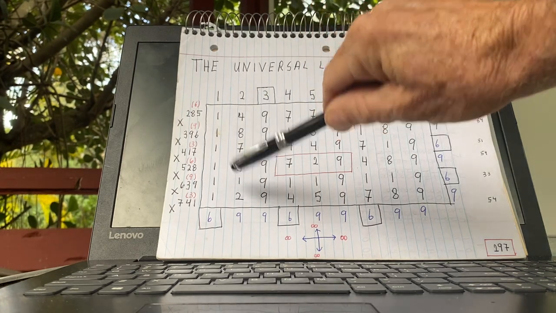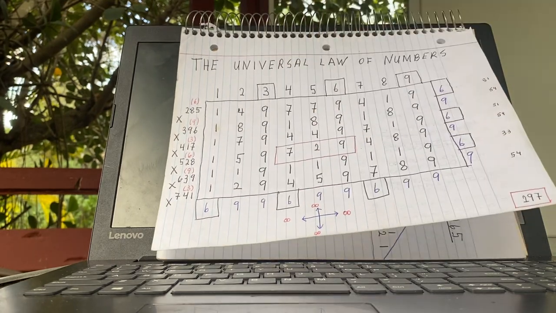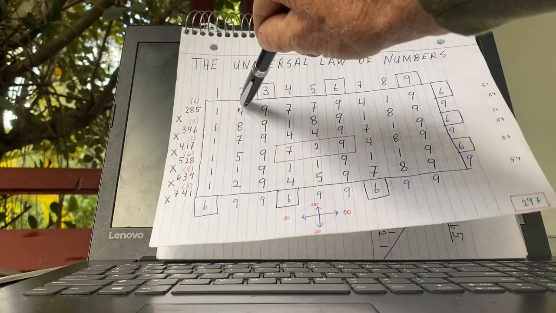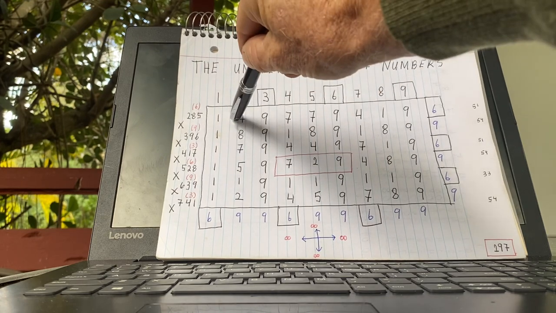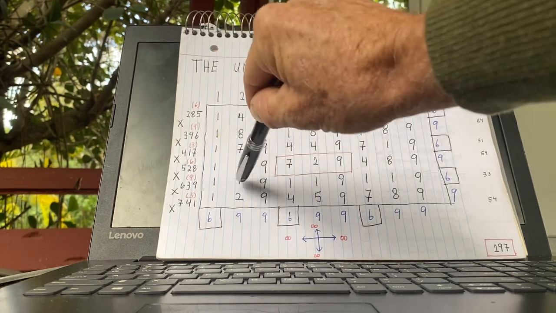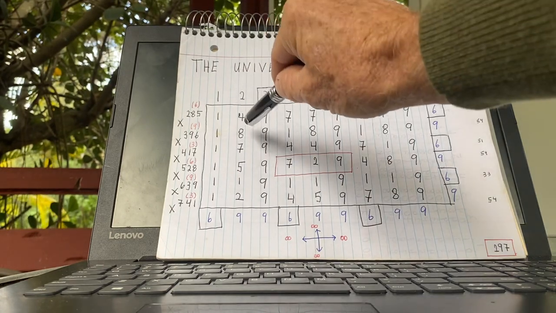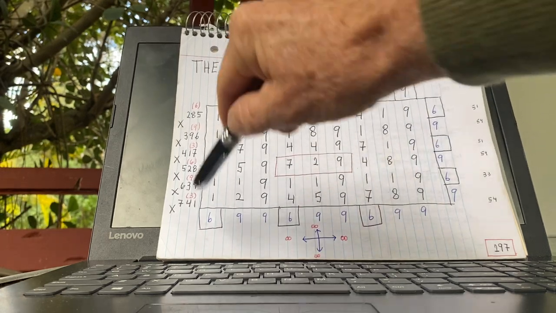Here's the other code. 248751. Now, 248751 is the 369 code, because no matter how you mix it, it's always going to go 369, or the 369 numbers. 4 and 8 is 3, 7 and 5 is 3, 1 and 2 is 3. That's the 3 in the 369 code. 8 and 7 is 6, 5 and 1 is 6, 2 and 4 is 6. That's the 6.